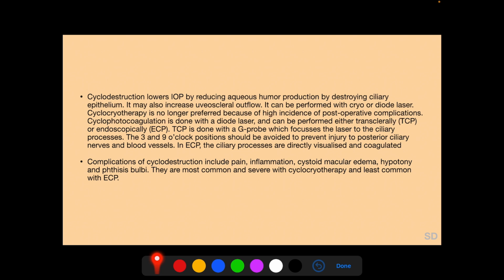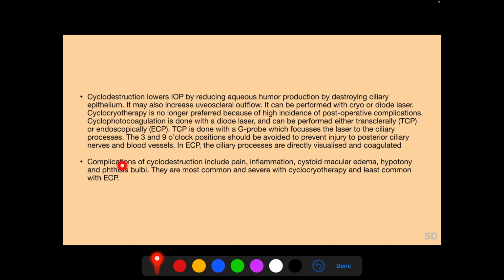Cyclophotocoagulation is done with a diode laser and can be performed transclerally when it is called TCP or endoscopically when it is called ECP. TCP is done with a G probe which focuses the laser to the ciliary processes. During TCP, the 3 and 9 o'clock position should be avoided to prevent injury to the posterior ciliary nerves and blood vessels. In ECP, the ciliary processes are directly visualized and coagulated.